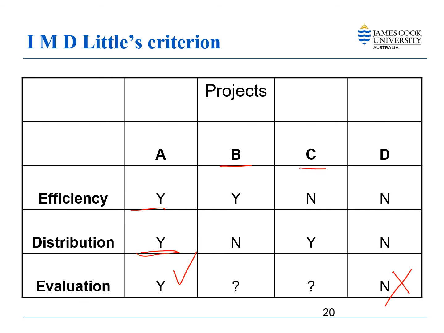However, for B and C, B is efficient but worsens the income distribution. There's an equity issue. And C is not efficient. However, it improves the society's income distribution. It helps achieve equity in society. So B and C, what's the final decision? We don't know.